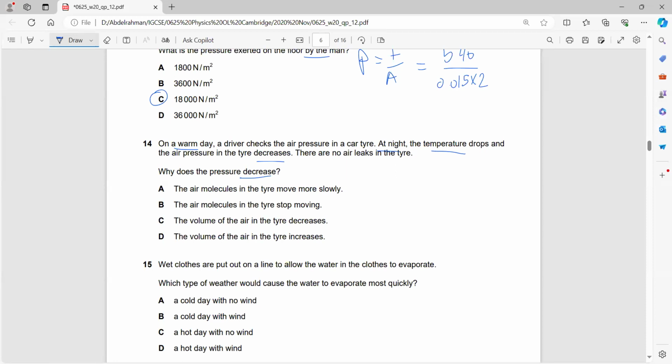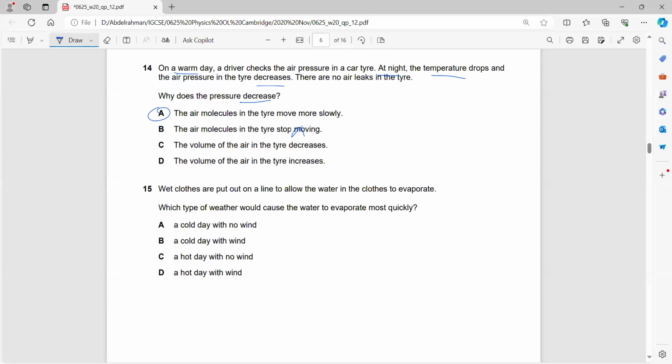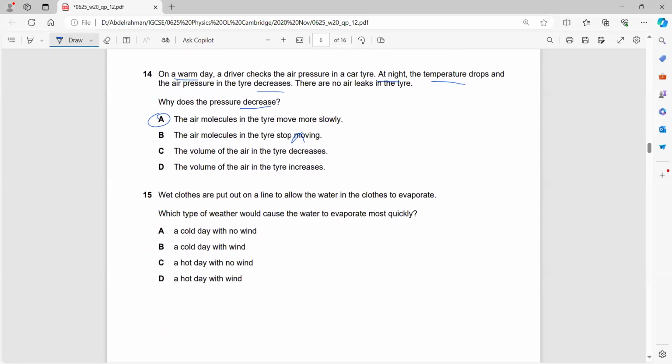The kinetic energy decreases. So the air molecules move more slowly. Yes, they do move more slowly. They stop moving? No, they don't stop moving. The volume of the air decreases? No, it's not about the volume. Okay, they move more slowly.